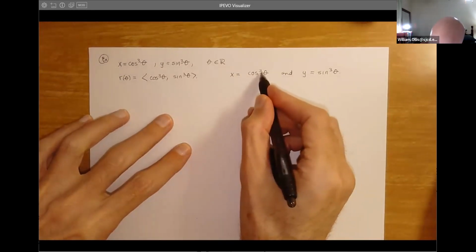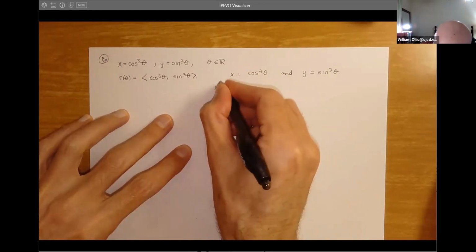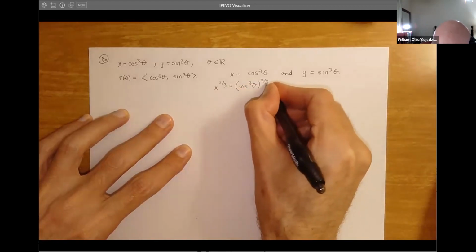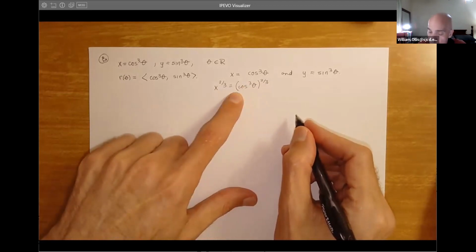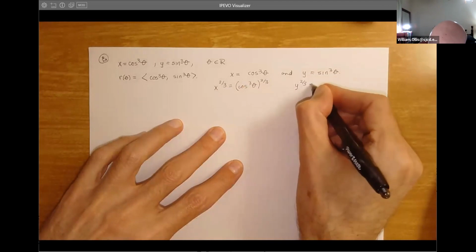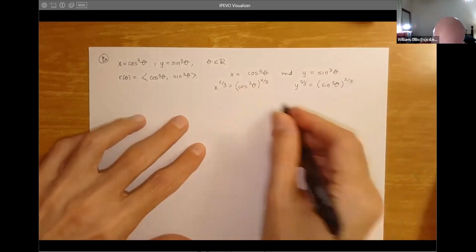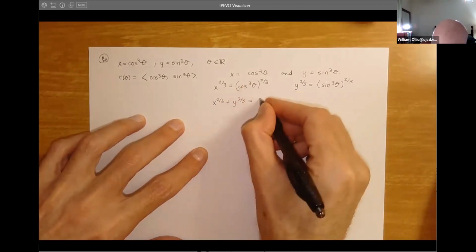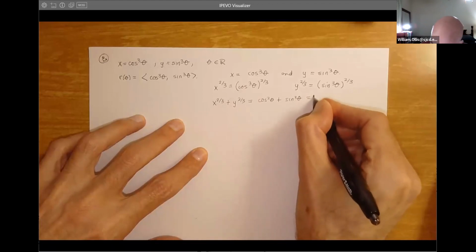So now, if we think about this, we want to absorb the 3, but we want to retain the square. So we're going to say x to the 2/3 equals cosine cubed to the 2/3. That is, we want to apply an increasing power function that will give us the algebra that we want. We'll do the same over here, y to the 2/3. Now this is starting to look very familiar. So now, of course, the 3's absorb, so we get x to the 2/3 plus y to the 2/3. And of course, this will just be cosine squared theta plus sine squared theta. And now we get this famous star curve that you remember from arc length. So look at that.